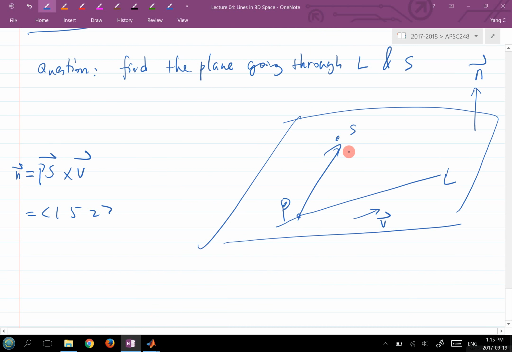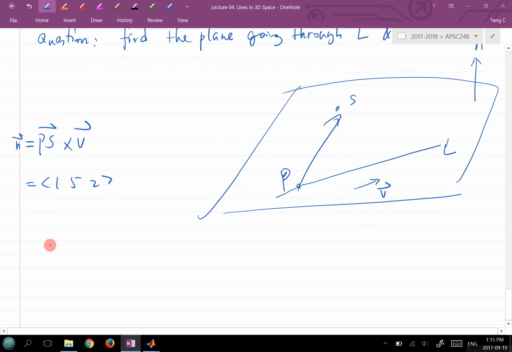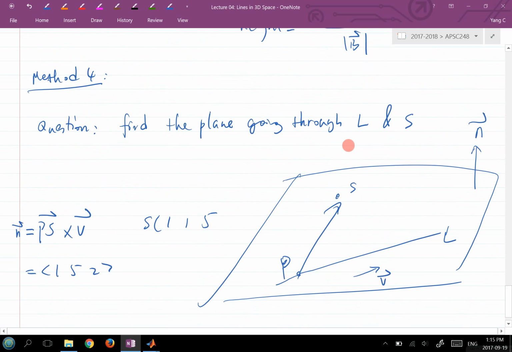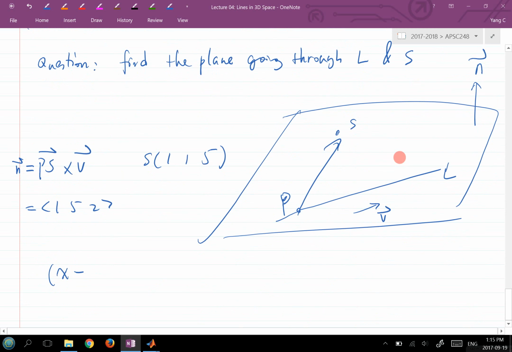Now back to the plane equation formula. So x minus the point, and S is the point. S is 1, 1, 5. So S is 1, 1, 5 right here. So now (x minus 1) plus 5 times (y minus 1) plus 2 times (z minus 5) equal to 0.